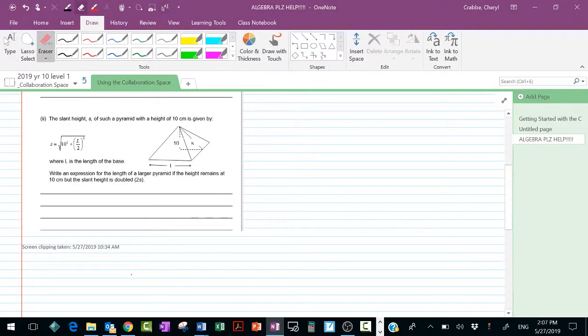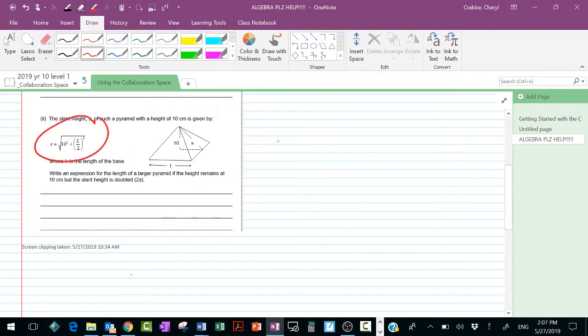We're just going to work through this question. Write an expression for the length of a larger pyramid if the height remains at 10 centimeters, but the slant height is doubled. So write an expression for the length of it. So if the slant, this formula here is the slant height.